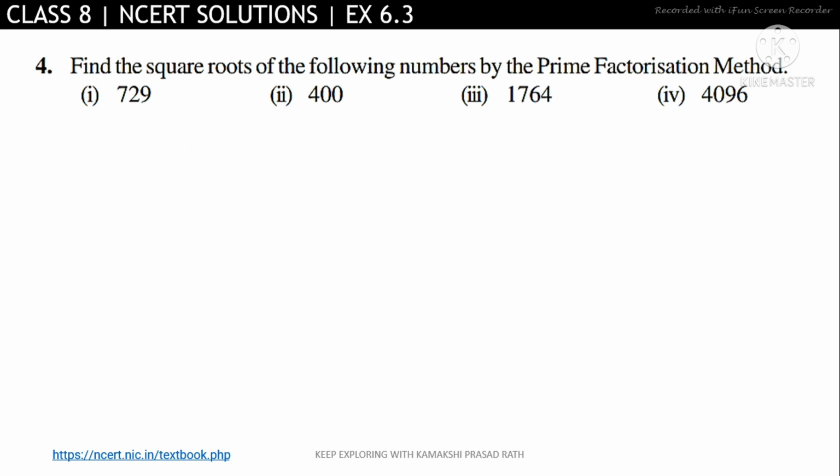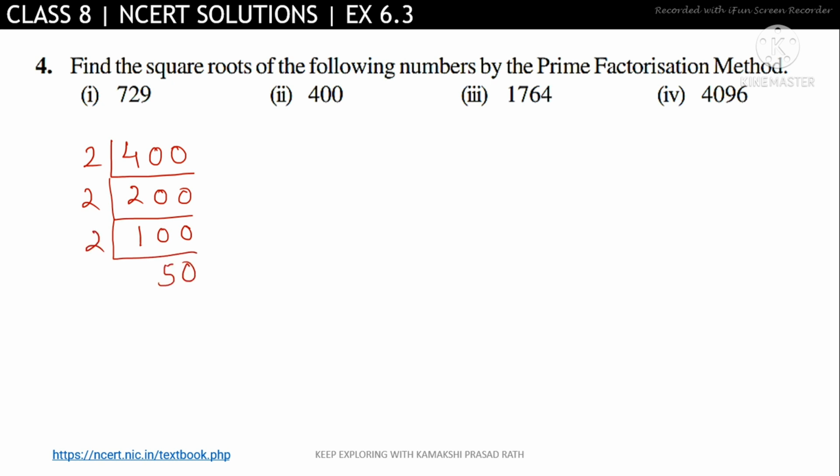The next question, we have 400. So we'll start with 2, or else we can start with 5 also. Because 400 ends with 0, it is divisible by both 2 and 5. So let's start with 2. 2 2s are 4 and 2 zeros. Again by 2 we get 100. Again by 2 we can do. 2 5s are 10, 2 zeros are 0. Again by 2 we get 25. Now 25 is divisible by 5.